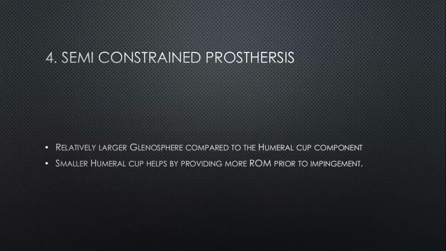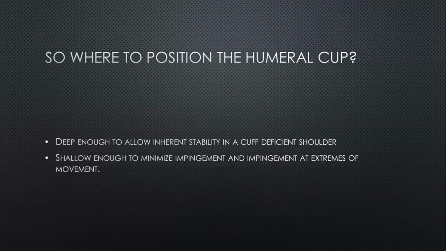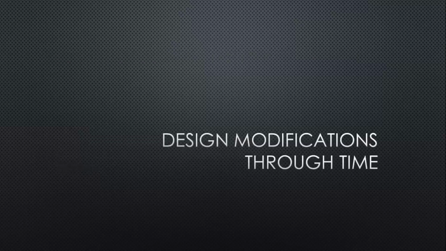It is a semi-constrained process that helps give us the larger arc of motion. The humeral cup, where do we position that? The positioning must be deep enough to allow the inherent stability in a cuff deficient shoulder, and it has to be shallow enough to minimize impingement at the extremes of movement.